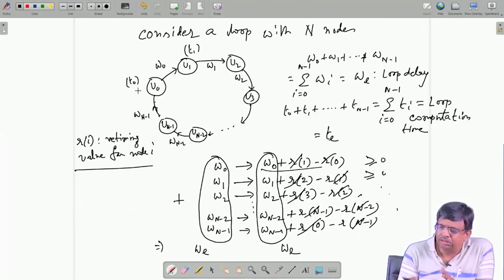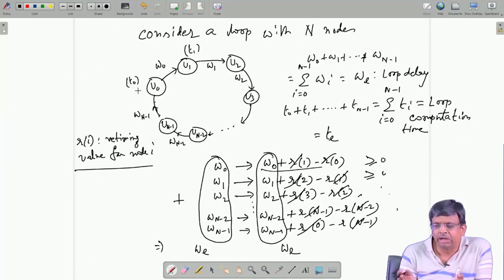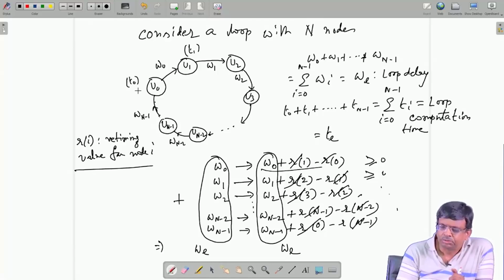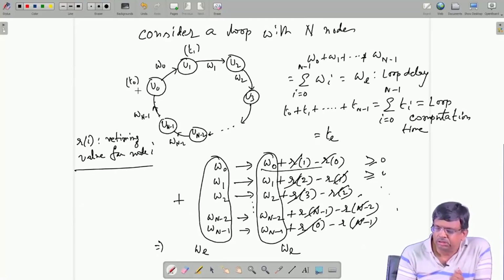Now, how to adjust the delays, the computations within nodes, so that I can achieve the minimum possible critical path? We can directly see that we cannot bring down the critical path below a certain value. What is that? That is my next topic. For that, let us look at this.